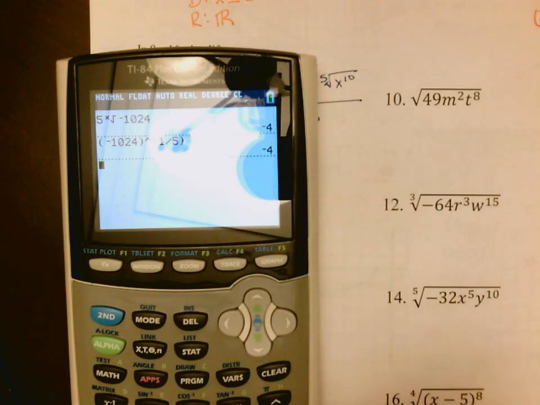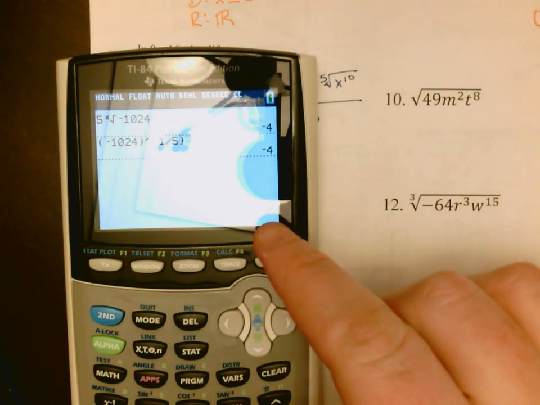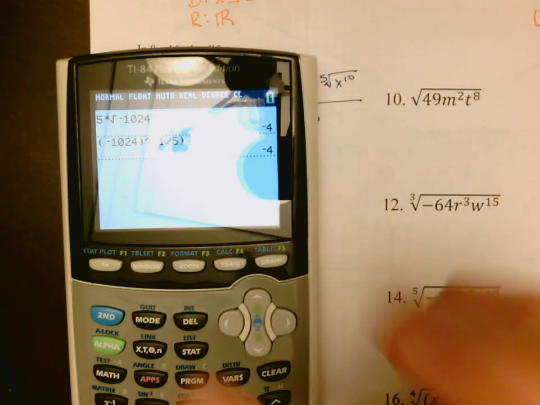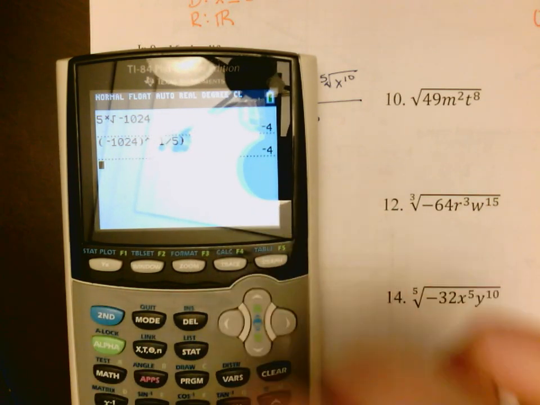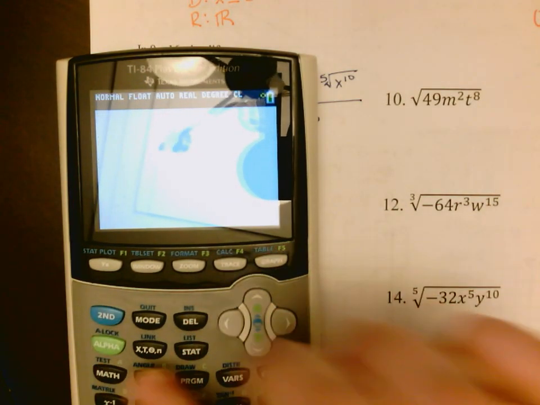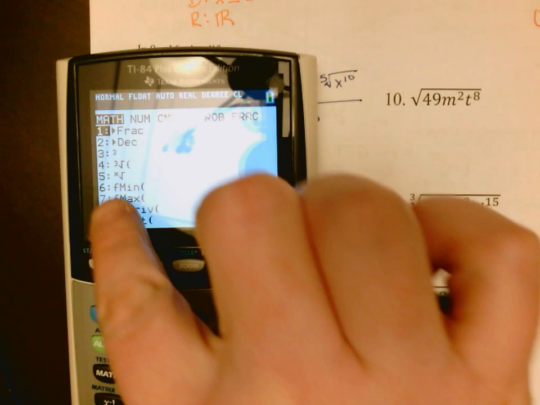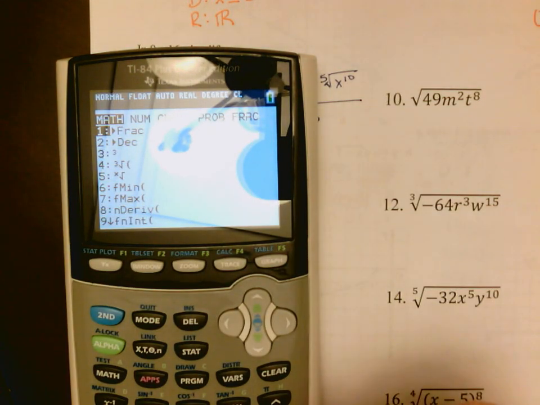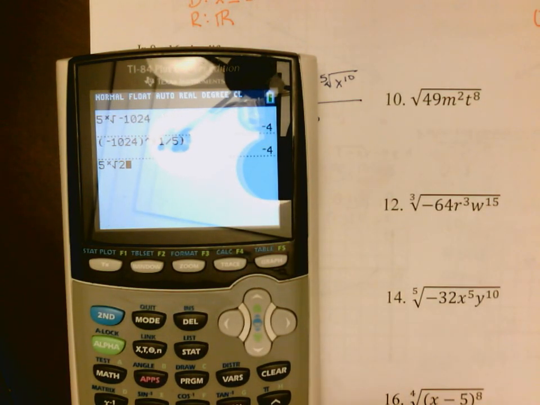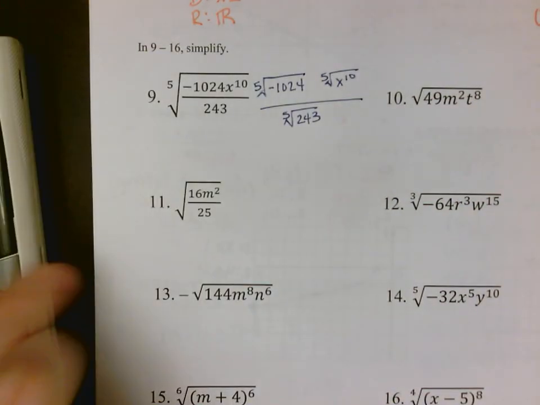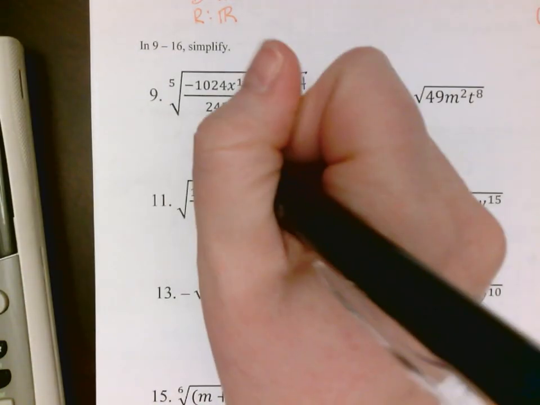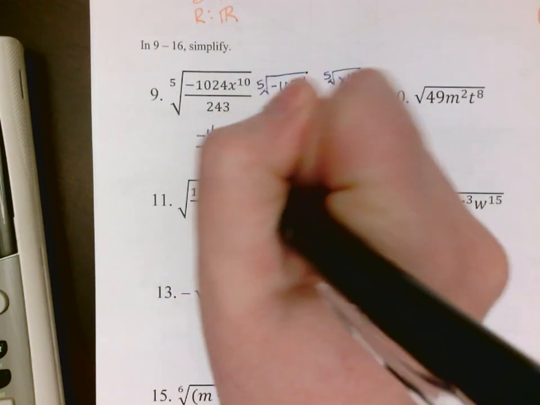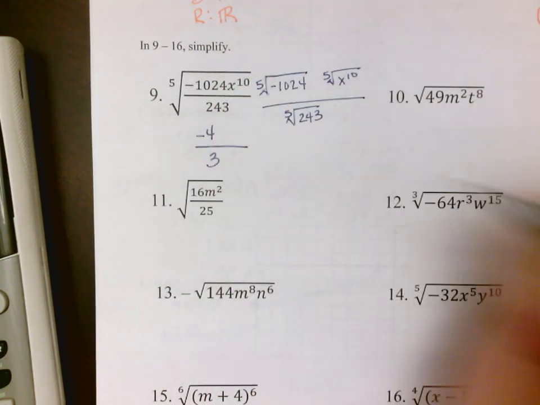Or what you can do is break the numbers and find groups of 5. But if it works out perfectly on my calculator, I do not do that. So once again, you go 5, math, root, which is the x times the root. Then I type in 243 and I get 3. So this top number here is -4 over 3.